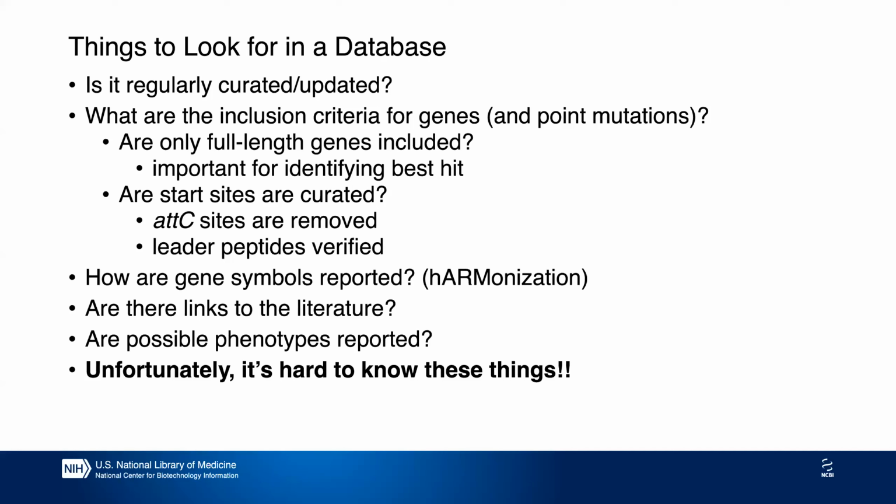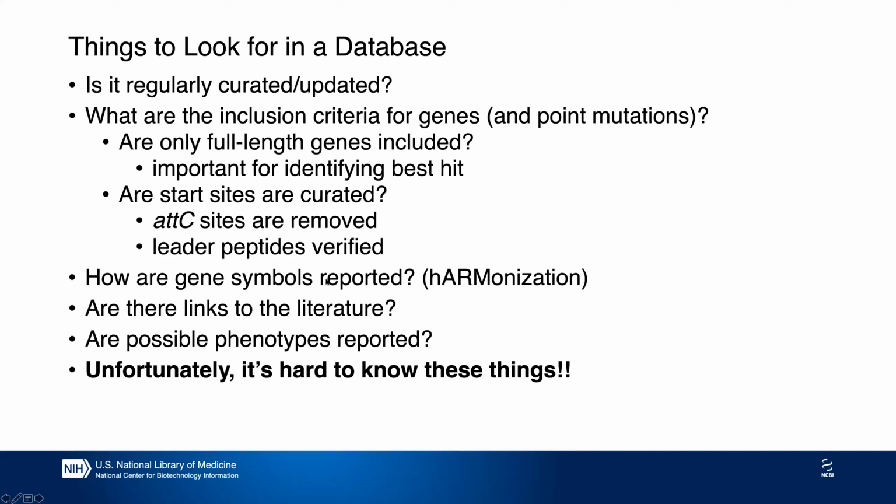So that's important. Also, have there been descriptions of how genes are included? So there are some very important curatorial things to think about, like, are full-length genes included? Are only full-length genes included? What kind of curation is going on? Have the curators thought about things like, well, some of these genes might be different lengths. Are we sure that the start sites are correct? And this can actually affect things like identifying the best hit. And then there's also things like, are leader peptides included? Are certain other things removed, such as these sites found in integrons?